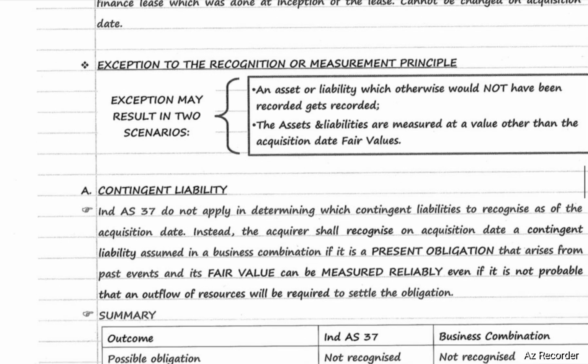Exception to the recognition or measurement principle. Exception may result in two scenarios. An asset or liability which otherwise would not have been recorded gets recorded, or assets and liabilities are measured at a value other than the acquisition date's fair value.